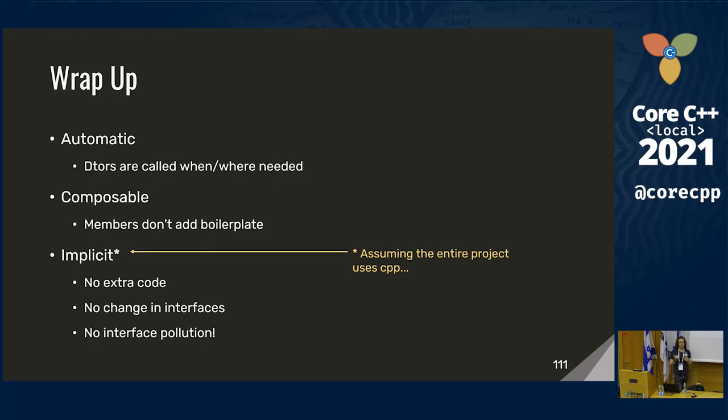Our code is automatic. It automatically calls the destructors. It's composable. We can add new members without changing our code, except for the addition of a member. And it's implicit. Well, assuming you write all your code using this style of code and make the imports in the right places, we don't need any extra code other than the import. There are no changes to the interfaces as you add destructors, and nothing propagates up, again, except for the need to import magic from C++.